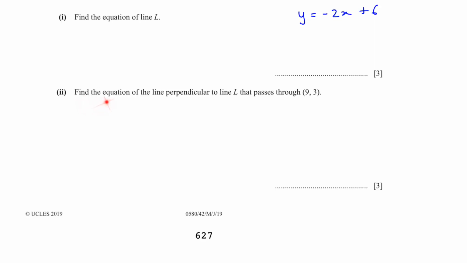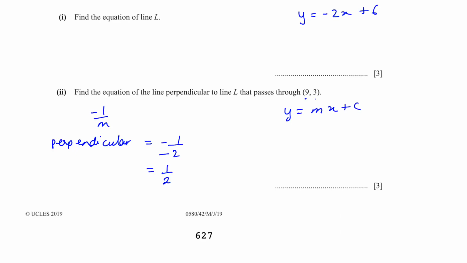In part 2, find the equation of the line perpendicular to line L that passes through the given point. If a line is perpendicular, it means that your gradient changes. Your gradient will be negative 1 over m. So if your gradient here is negative 2, your perpendicular gradient will be negative 1 over negative 2, which will become half. And now we'll substitute it in y is equal to mx plus c. This is my x and my y.